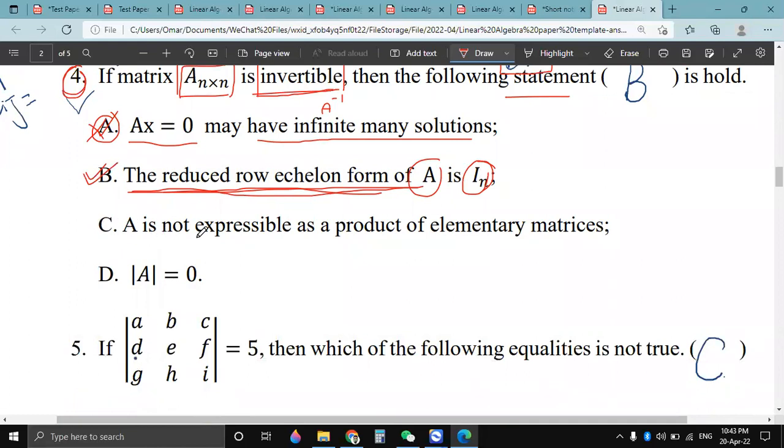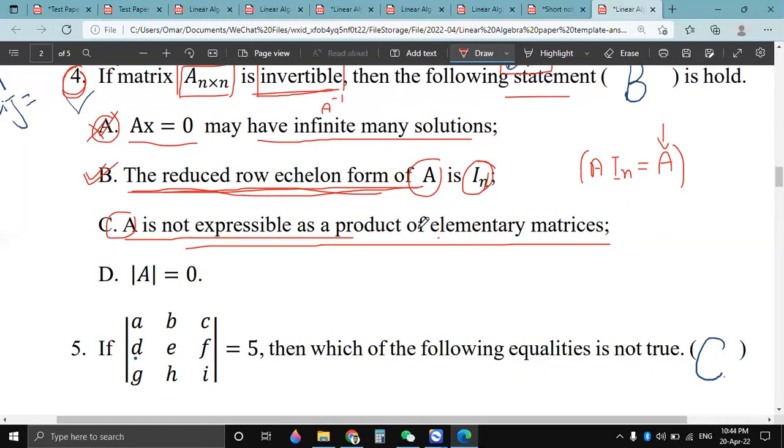And for C, A is not expressible as a product of elementary matrices. So that is not true, because if we multiply a matrix with its identity matrix, we will get that matrix back. I mean, the answer will be the same matrix. So A is expressible as a product of elementary matrices.